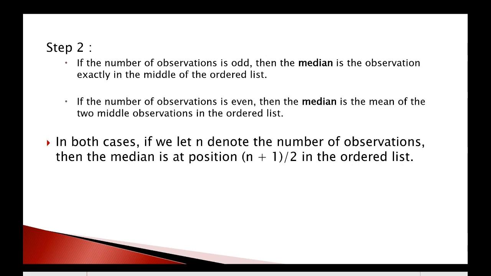Also, we can say, if we let n denote the number of observations, then the median is at position (n plus 1) divided by 2 in the ordered list. Okay. Now let's move on to the example.